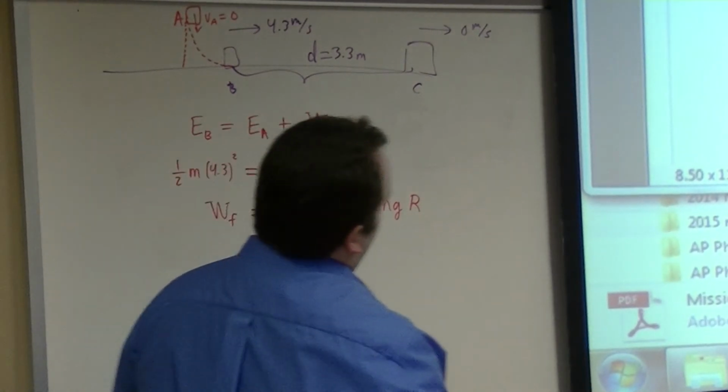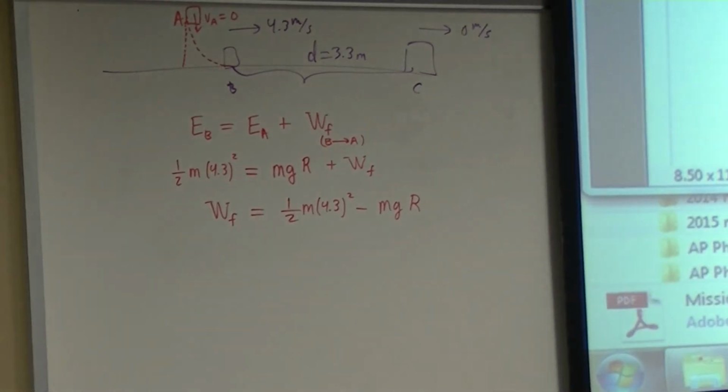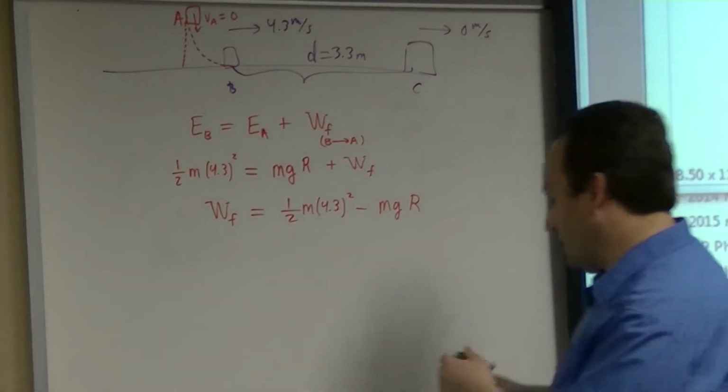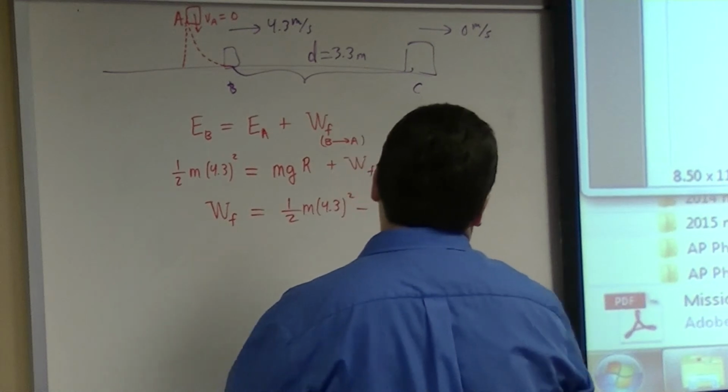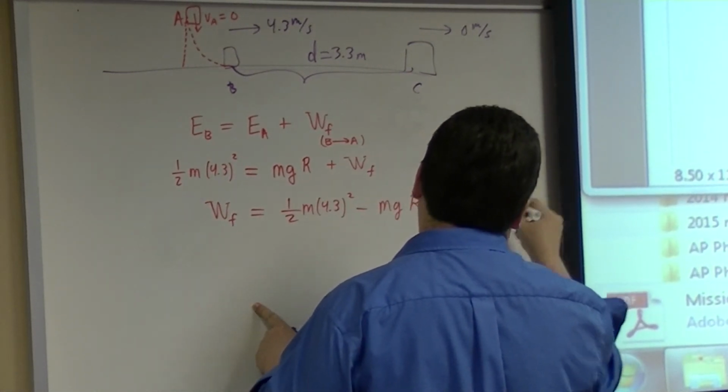I hope they told us what the mass was. They told us what the mass was, didn't they? So the mass is 0.1. I have that the radius was 1.6 meters. I know gravity, so I can calculate that, and it works out to minus 6.44 joules. Does that make sense?